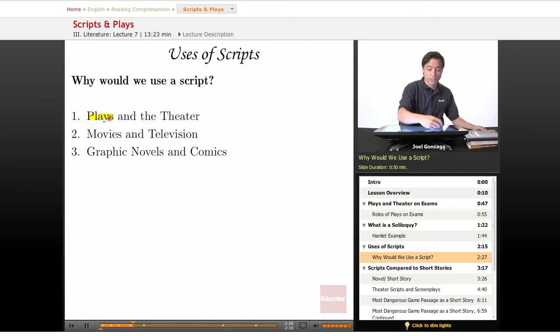Well, obviously we've got plays in theater. I'm sure that you could have predicted that one. And then, of course, movies and television. But the one place you might not know is graphic novels and comics. The most famous graphic novel of all time was a graphic novel called Watchmen, and I've already referenced it in a previous lesson with our friend Rorschach, the anti-hero.